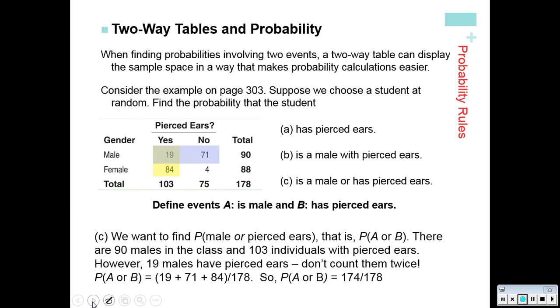And then part C, it says is a male or has pierced ears. So just be careful with your math here when you go to do this. We have is a male, right? So we know that there's two different groups of males. There's the 19 and there's the 71 for a total of 90. And then we have the pierced ears group, which is the 19 and the 84. But just be careful with this 19. We don't want to count that 19 in both the male group and the pierced ears group. So what we want to add is 71, 19, and 84, which is what we're doing here. And once again, out of the total, which would be 178. So this would be 174 out of 178 for part C.